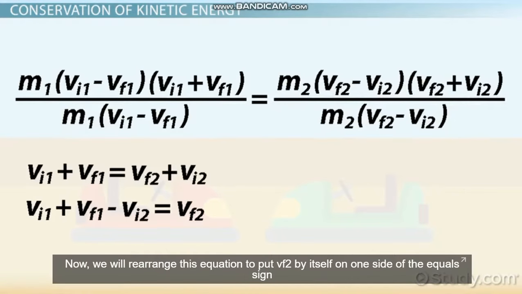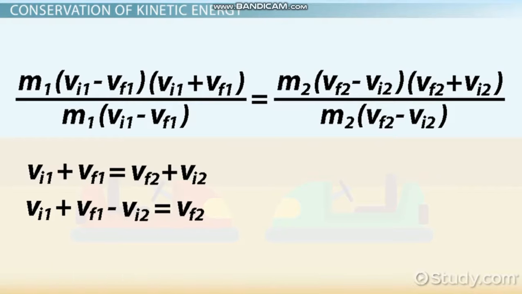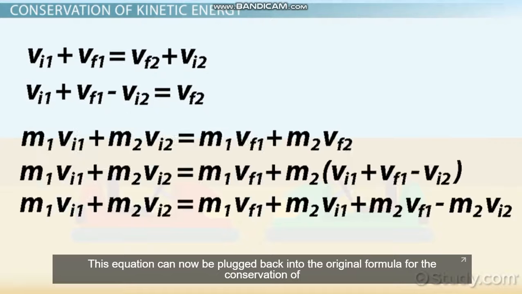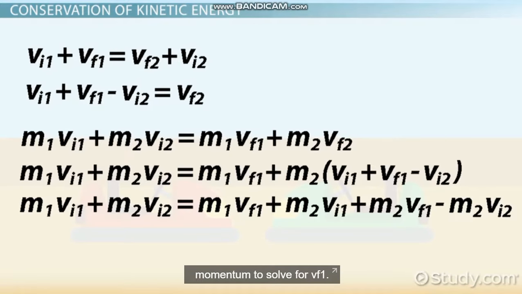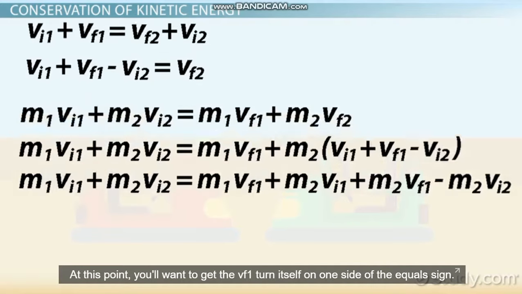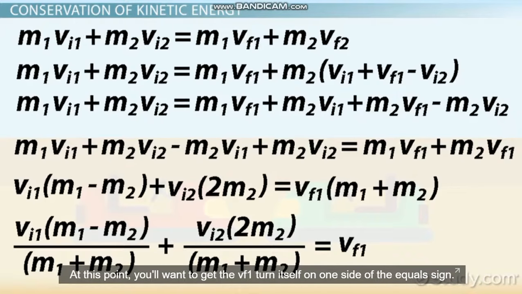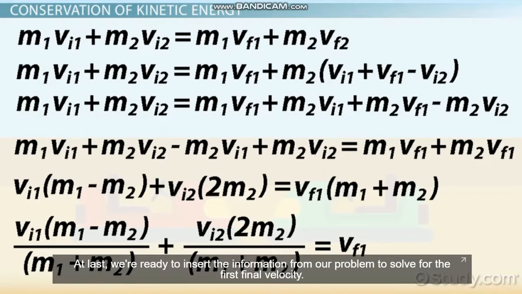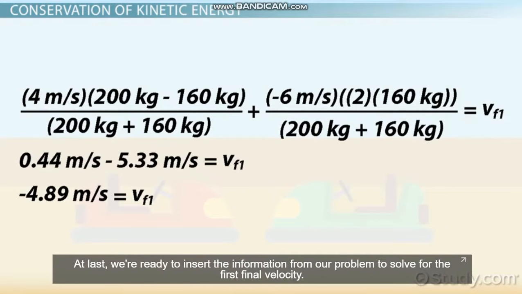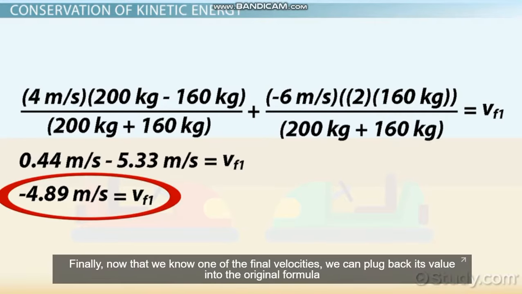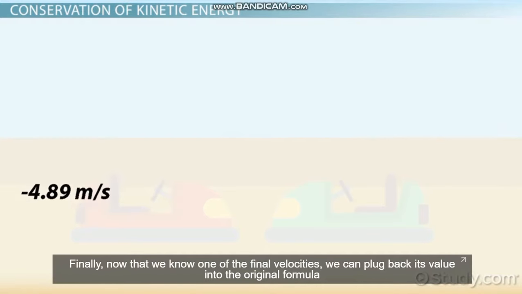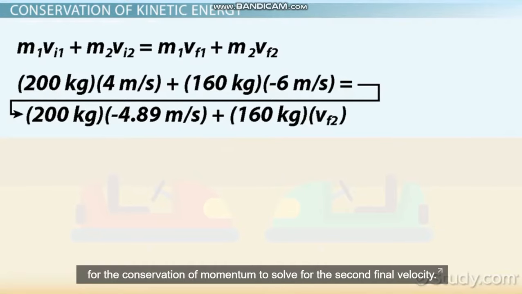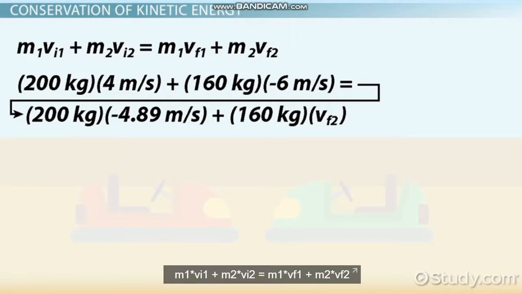Now we'll rearrange this equation to put VF2 by itself on one side of the equal sign. This equation can now be plugged back into the original formula for the conservation of momentum to solve for VF1. At this point, you'll want to get VF1 by itself on one side of the equal sign. At last, we're ready to insert the information from our problem to solve for the first final velocity. Finally, now that we know one of the final velocities, we can plug its value back into the original formula for the conservation of momentum to solve for the second final velocity.